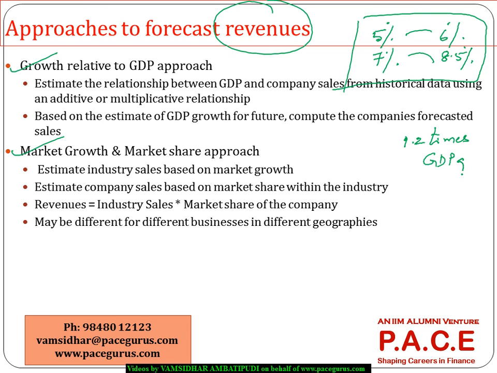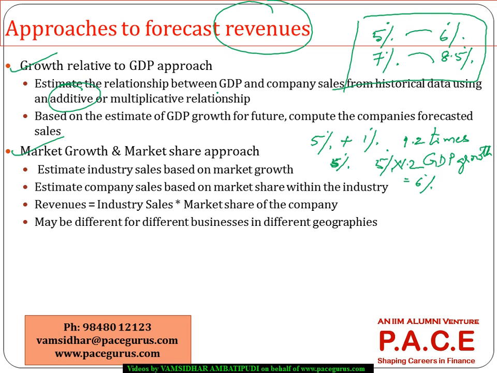Some such kind of relationship we will try to derive, either in terms of additive to the GDP. So, okay, GDP has grown by 5%, so my company may grow at 1% more. Or because the GDP has grown by 5%, I am expecting that my company will grow 1.2 times that 5%, which is like 6%. Some such kind of relationship, either in an additive form or a multiplicative form with respect to the GDP growth rate, is what I am taking directly to my revenue growth for my current company.